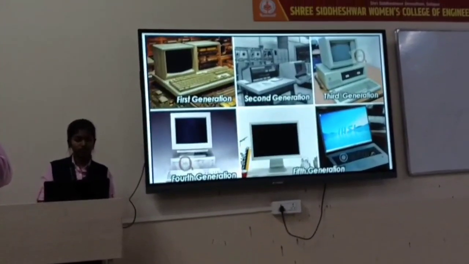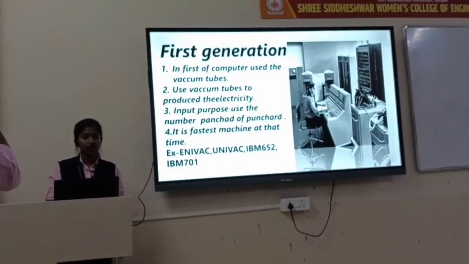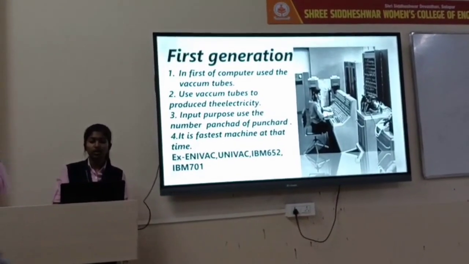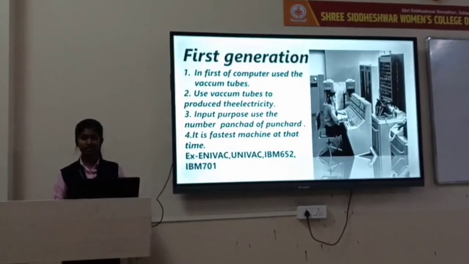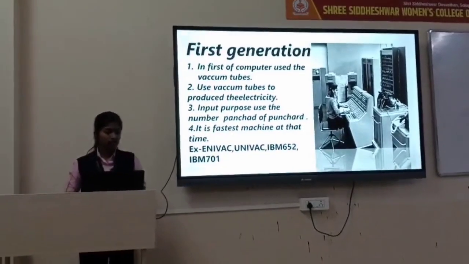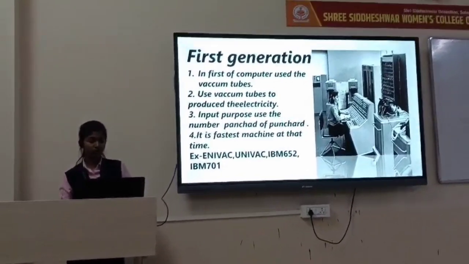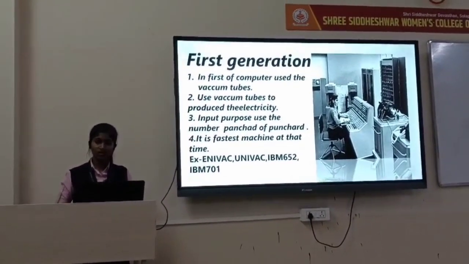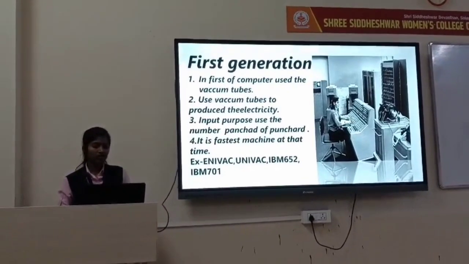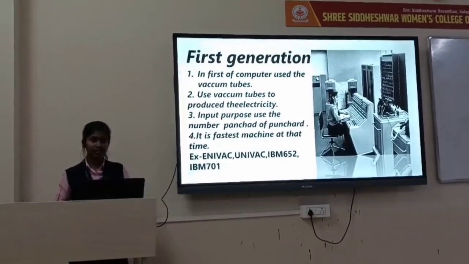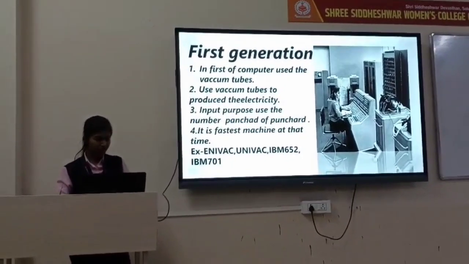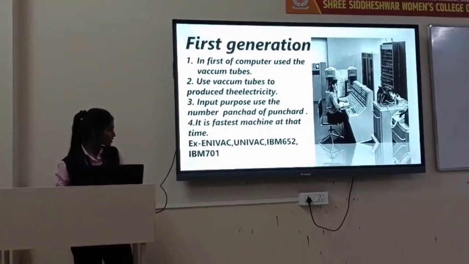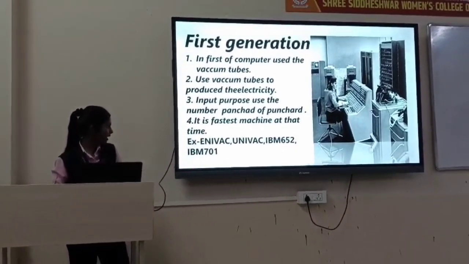First generation. In the first generation of computer, they used the vacuum tube. It produces electricity, and for input purpose they used punch cards. It was the fastest machine at that time. It nearly occupies one room. Examples are ENIAC, IBM 652 and IBM 701.